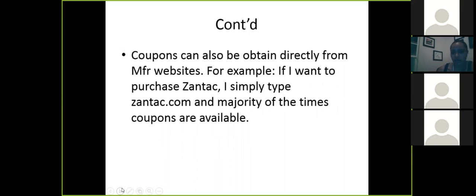Coupons can also be obtained directly from manufacturer websites. Let's say, for example, you wanted to buy some Zantac. You would go to Zantac.com, and the majority of the time they'll have a tab that says offers and coupons, and you would click on that and be able to print a coupon. Sometimes they have the coupon as a PDF file, so you'll be able to print a bunch of coupons, versus ones that direct you to, I think it's bricks.com, and it will only allow you to print two. But other than that, sometimes you can do a PDF and it allows you to print quite a bit.